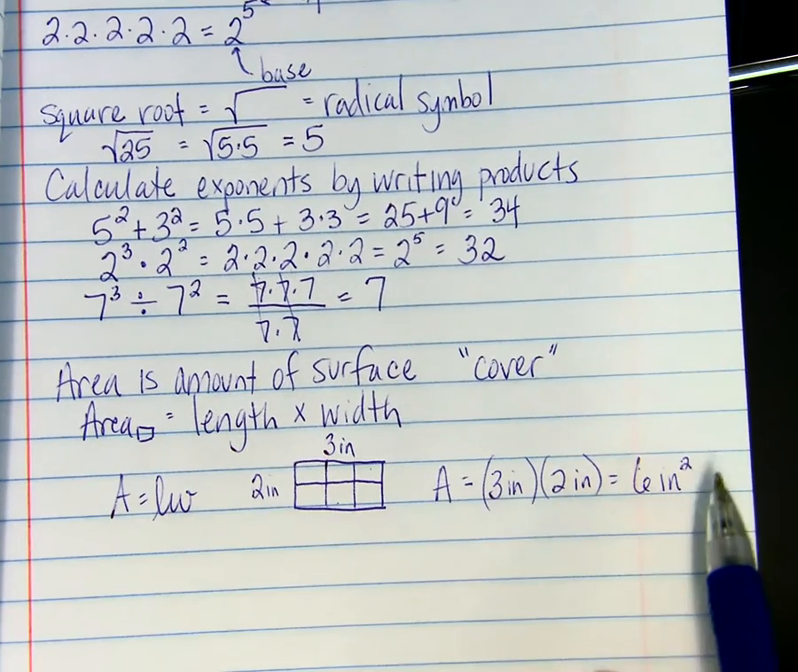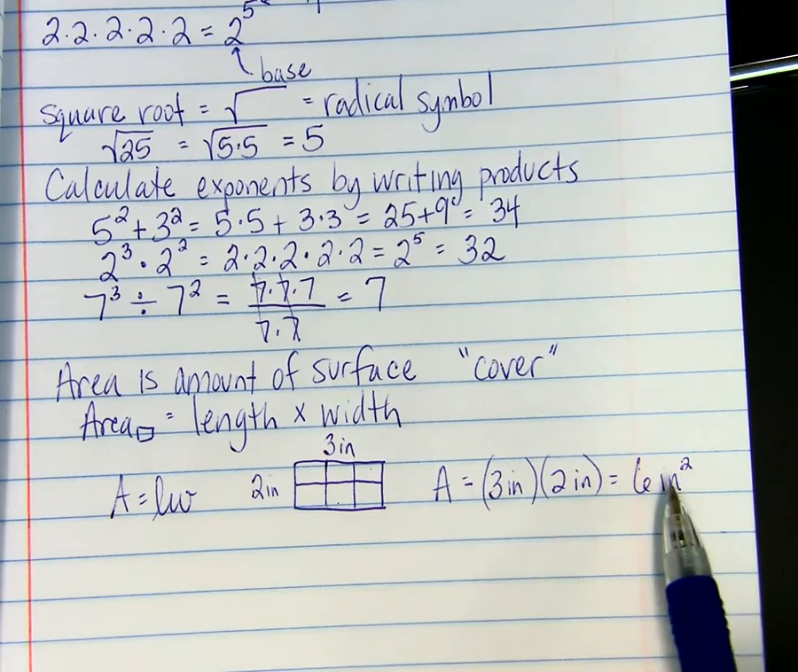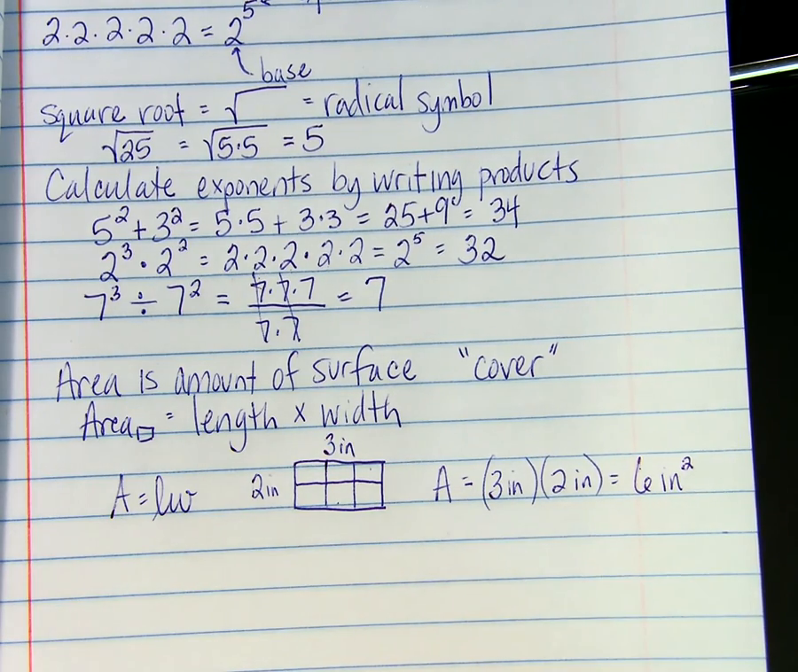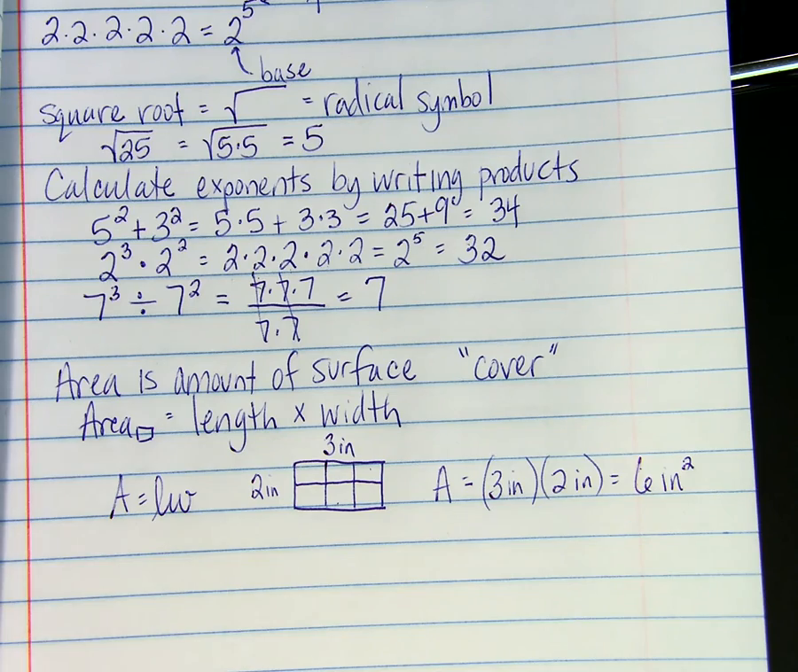So we can use an exponent on the label because this is inches times inches. And whenever we have repeated multiplication, we can use an exponent. So on area, the label will always be squared.